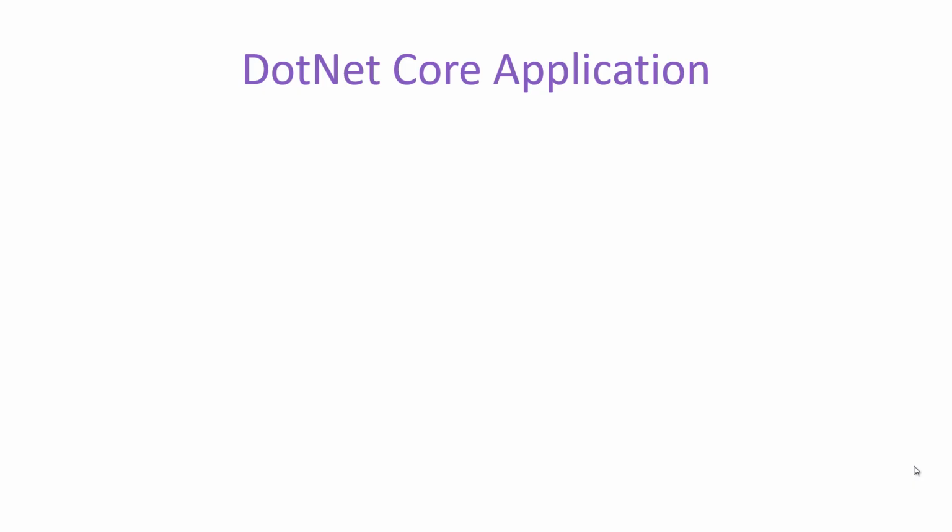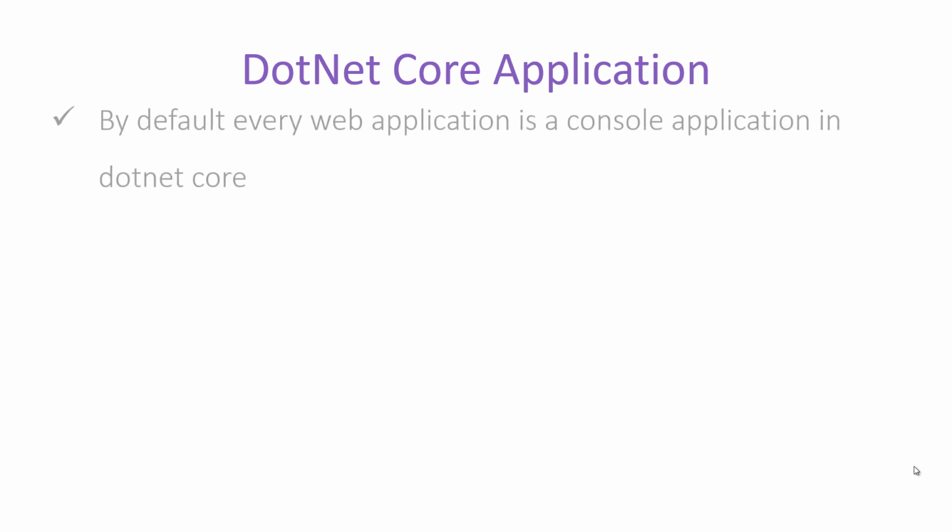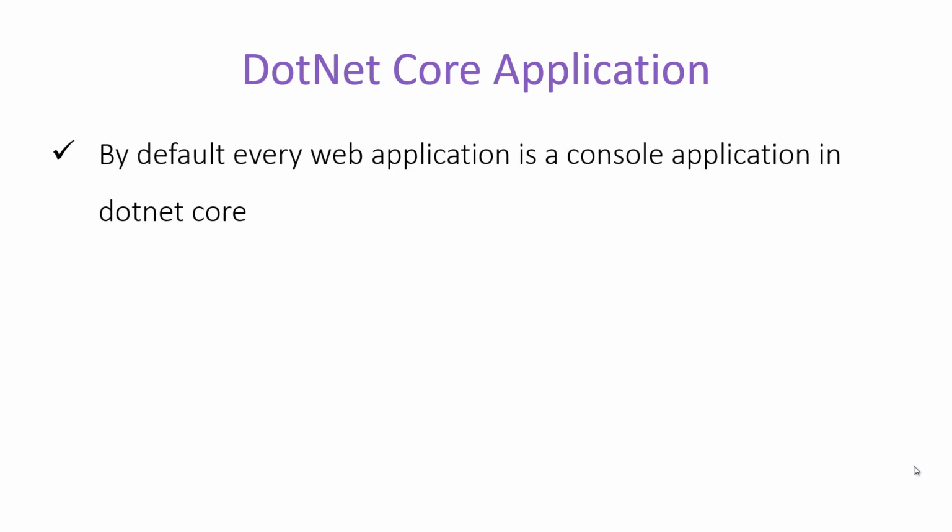First of all, let's understand the basic nature of .NET Core application. By default, every web application is a console application in .NET Core. So when we create a web application, by default this application is a console application. You will understand the structure of this web application also here in this video, but for now just understand that every web application is a console application by default. When we add some features into that console application, then that console application turns into a web application.